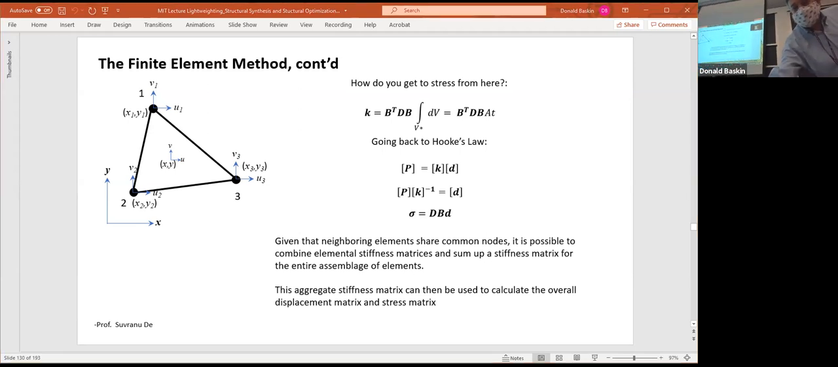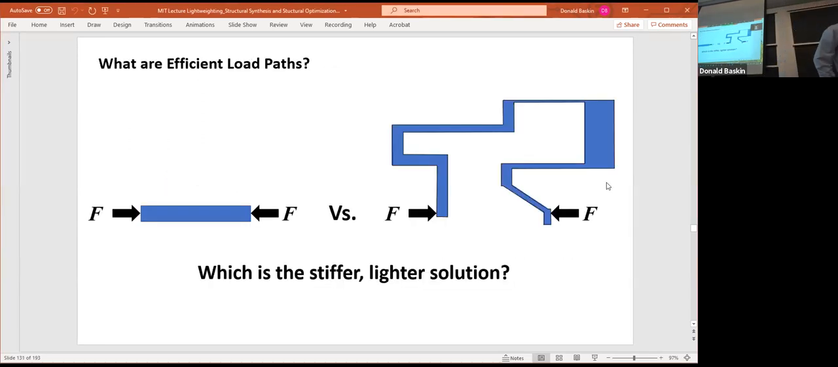Any questions online about FEA? Okay, so we're going to talk now about load path optimization, which is kind of the place where finite element analysis and numerical optimization meet.